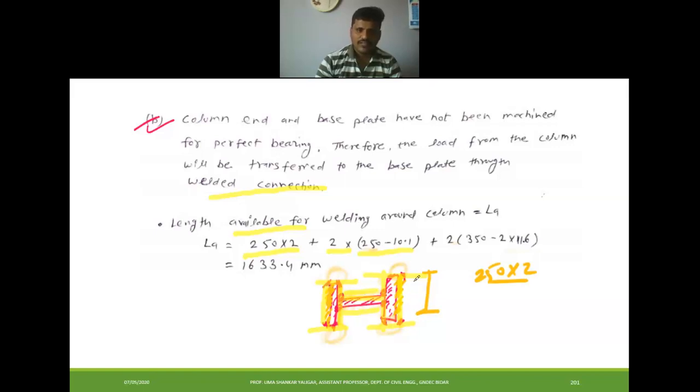Similarly I need to calculate this web also. This total depth, I know total depth is 350 from here to here, but I want from here to here, minus, I can take it minus 2 times of 11.6, means this flange thickness. Therefore, if you calculate, the available length for welding is 1633.4 mm. In this way you can calculate the available length of the welding.